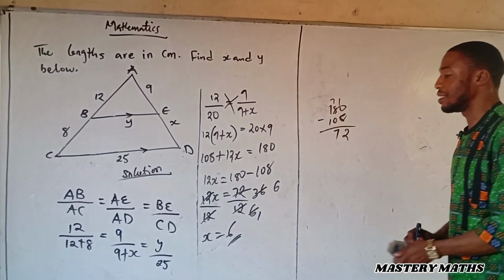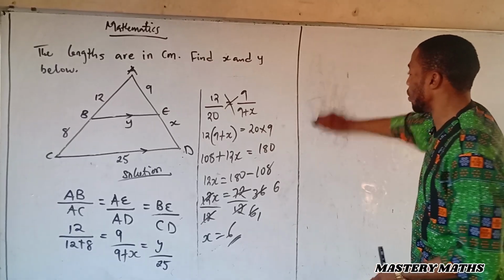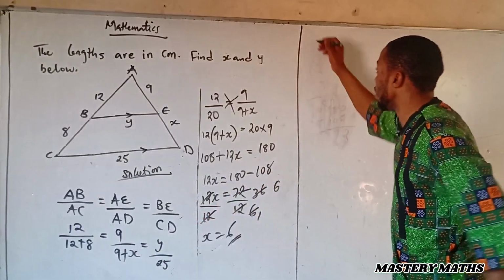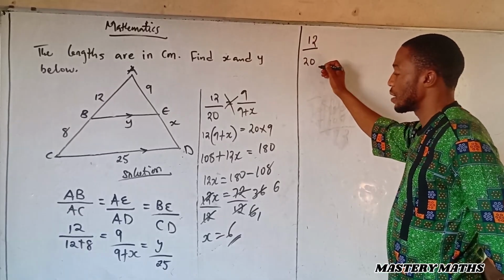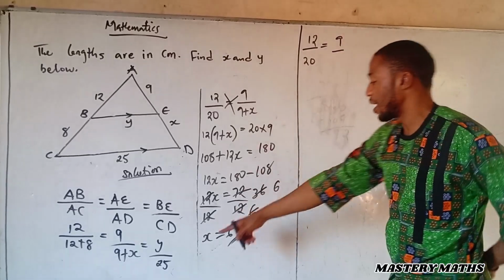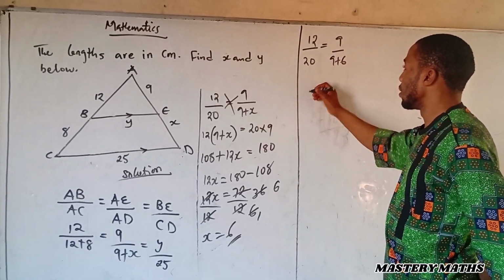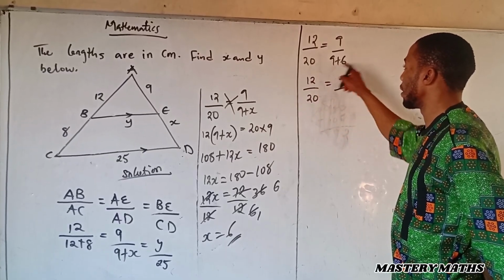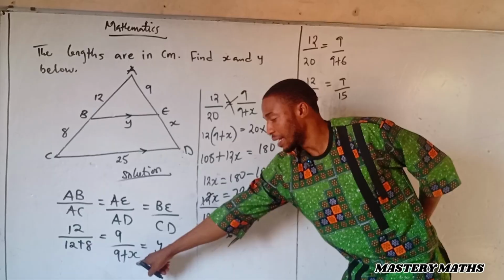So if I'm to rewrite this now on the board, I'll rewrite my other ones here. It will be 12 over 20 equal to 9 over 9 plus x, remember x is 6, which is 9 plus 6. It will give us 12 over 20 equal to 9 over 9 plus 6, which is 15. You see it now?